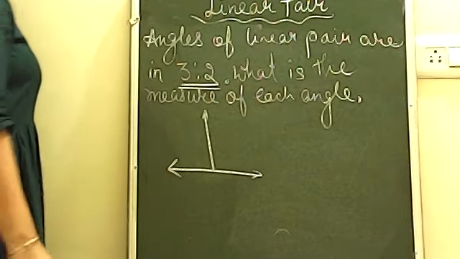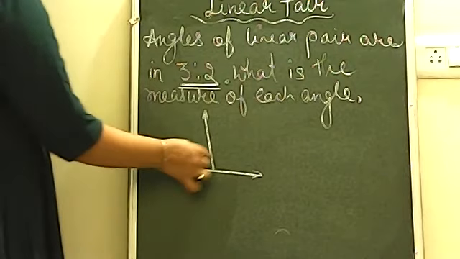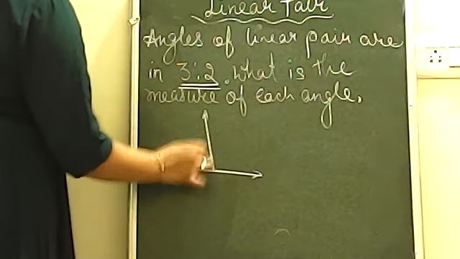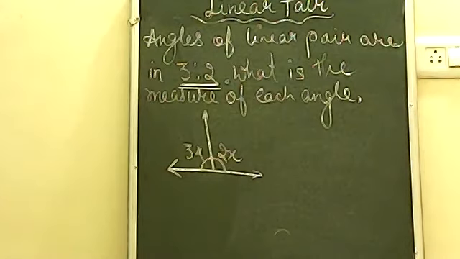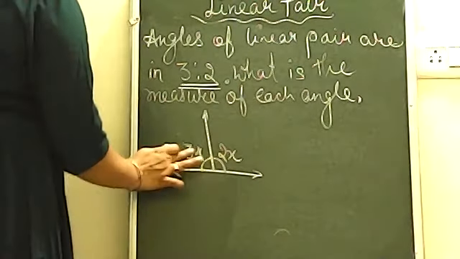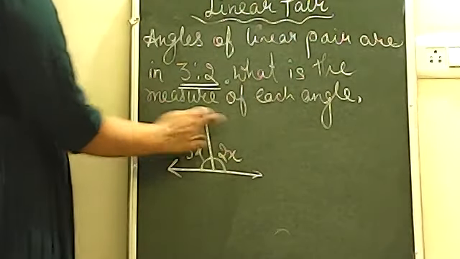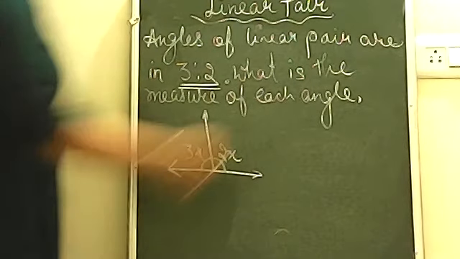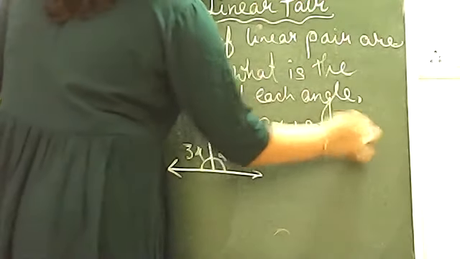So always remember, when you have angles in the form of a ratio, you can take one angle as 3x and another angle as 2x. So this is the linear pair here. Now look, this is 3x, this is 2x, and you know this is a linear pair. So according to the linear pair, the sum of both of these will give you 180 degrees.